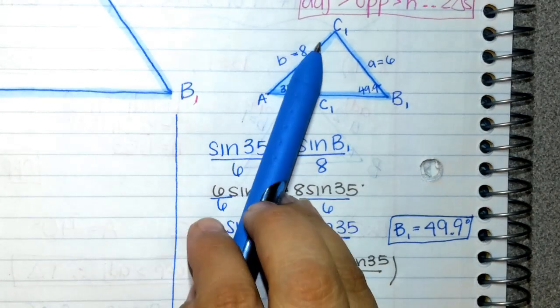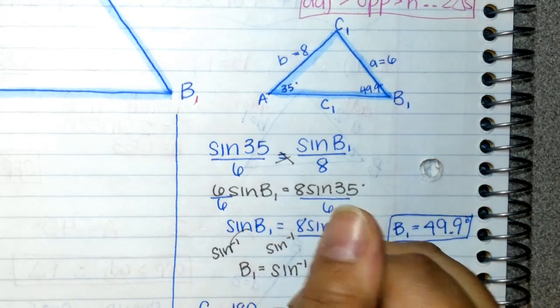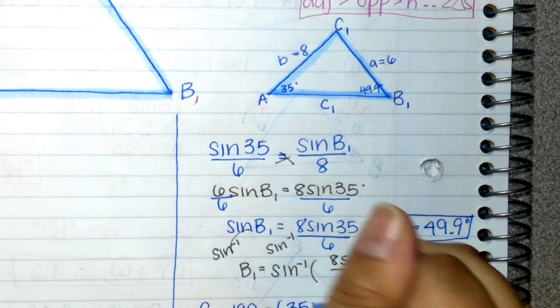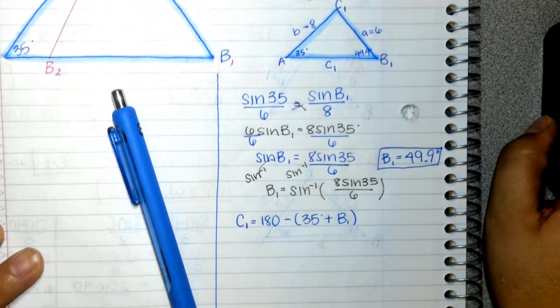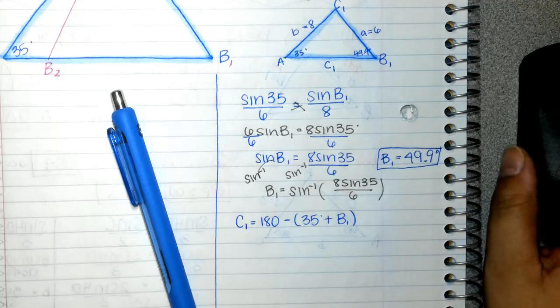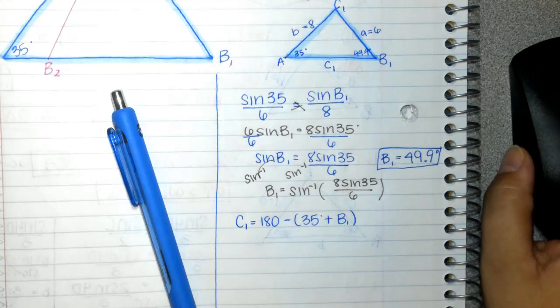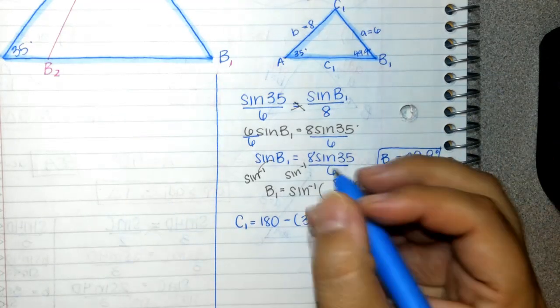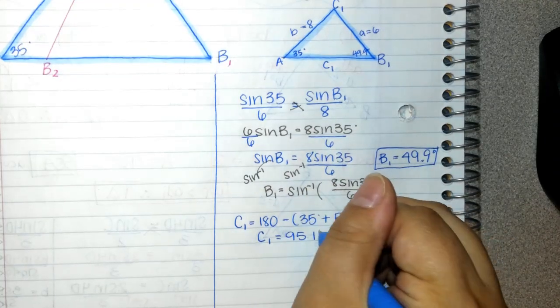How can I find C1 up top? So C1 is going to be 180 minus 35 plus B1. And I'm going to type that into Desmos real quick. I'll show you all that in a second. So C1 equals 180 minus 35 plus B1. And what do I get as my answer? 95.1. So I literally typed that in Desmos. And C1 is 95.1 what? Degrees.